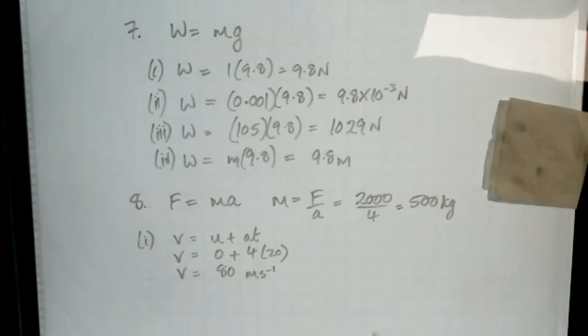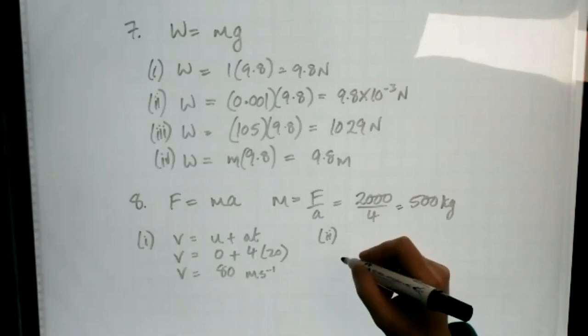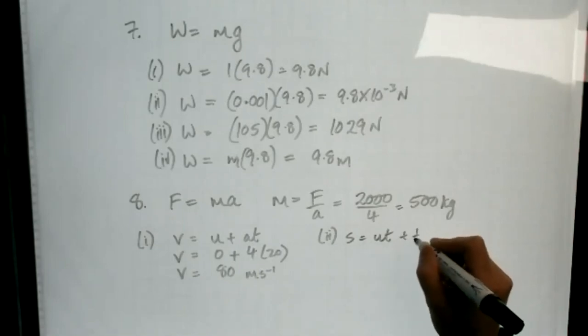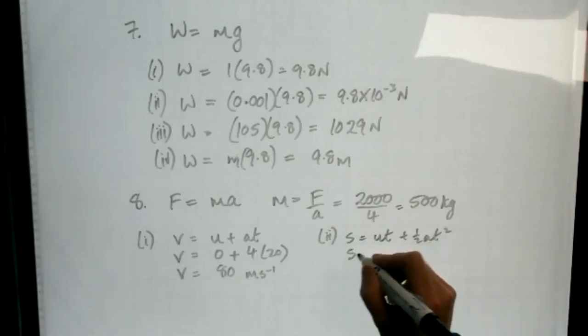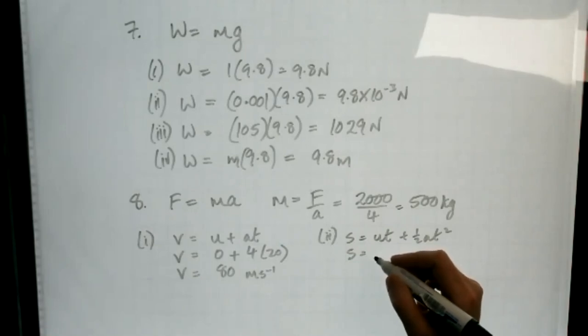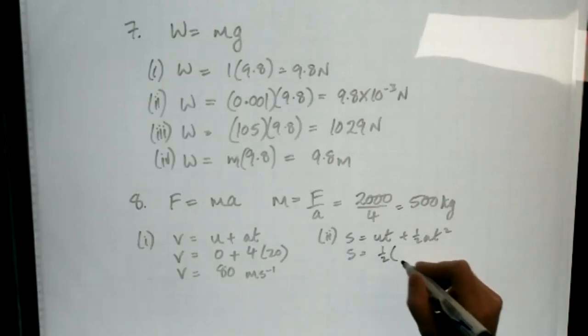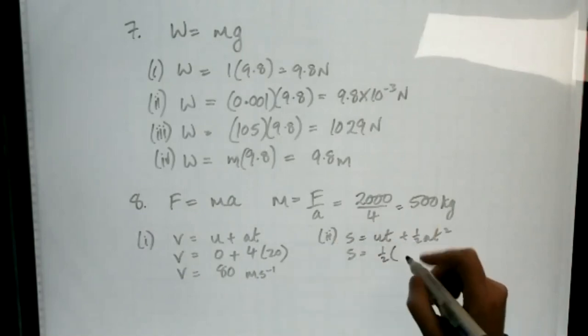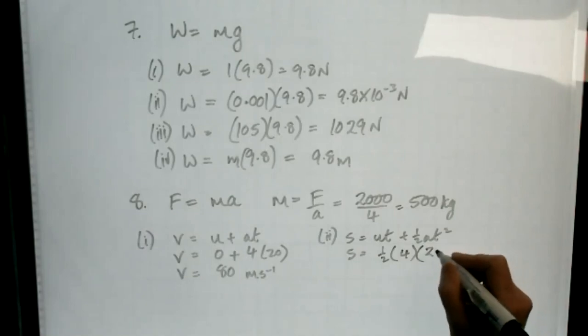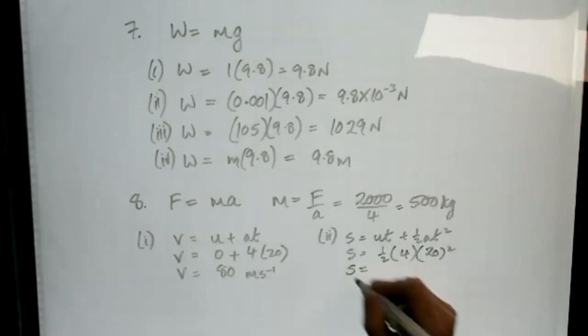When you do the distance part, the formula is S equals UT plus half AT squared. Yeah, S equals UT plus half AT squared. So it is equals half times 4 times 20 squared, because the initial velocity U is zero, so it is half times the acceleration in meters per second squared times T squared.